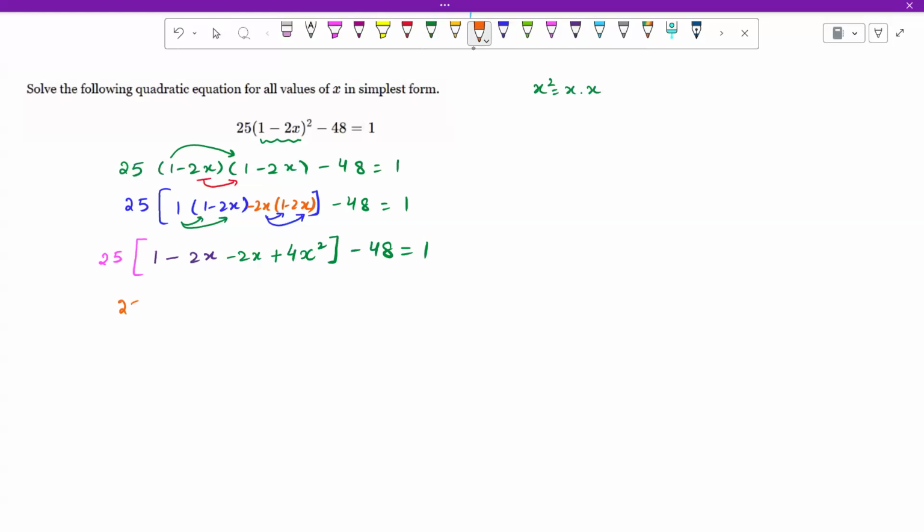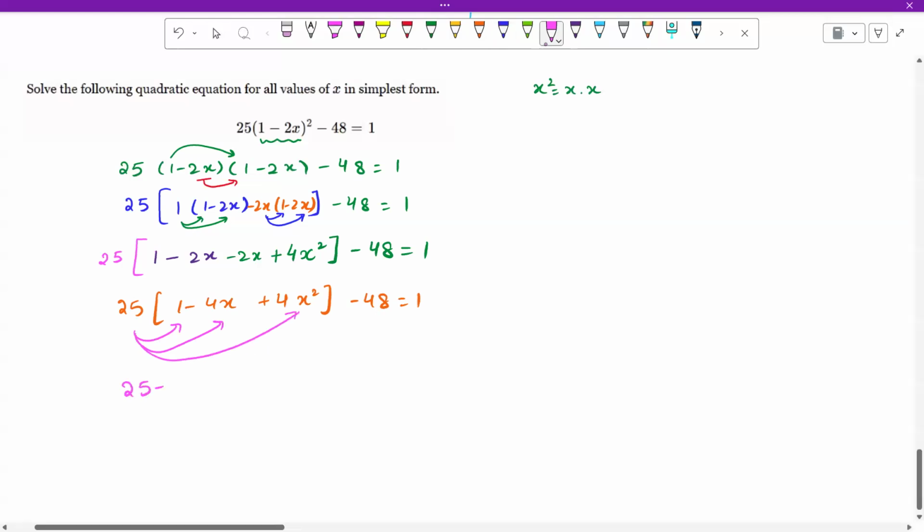Yes. Okay. So 1, negative 2x, negative 2x, negative 4x, plus 4x square minus 48 equal to 1. And now multiplying this 25 inside, distributing it. 25 fours are 100x plus 25 fours are 100x square. Negative 48, and we bring this 1 to the other side to make the equation equivalent to 0, so that we can apply the quadratic formula method.